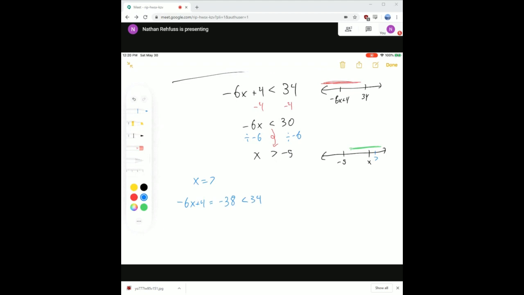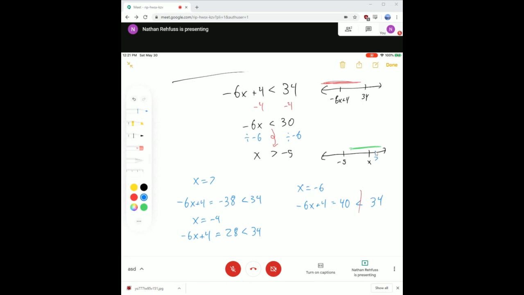Or let's go right up next to it. When x is -4, -6x plus 4, that's equal to 24 plus 4, that's 28, and that's still less than 34. But if I make x less than -5, if I plug in like x equals -6, then -6x plus 4, that's equal to 36 plus 4, and that's 40, which is not less than 34.